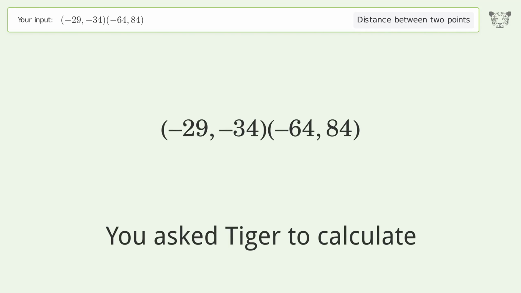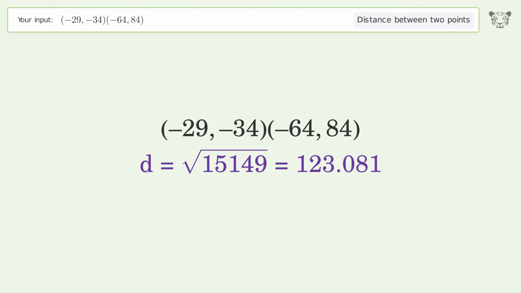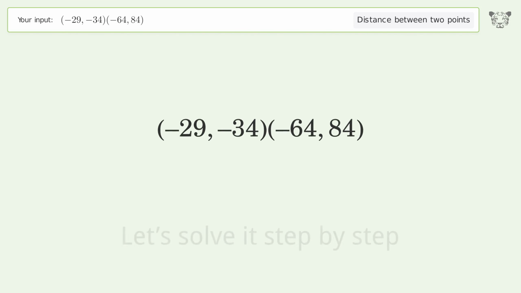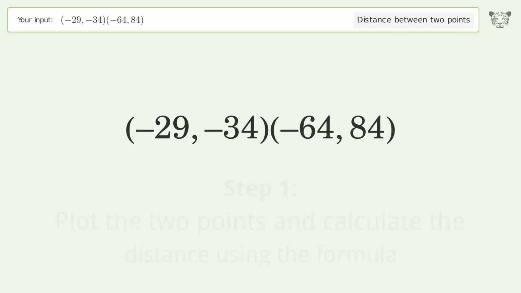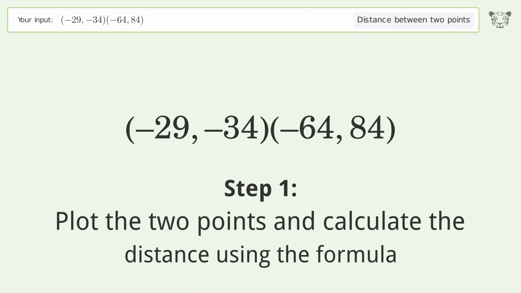You ask Tiger to calculate. This deals with the distance between 2 points. The distance between the 2 points is the square root of 15,149 or 123.081. Let's solve it step by step. Plot the 2 points and calculate the distance using the formula.